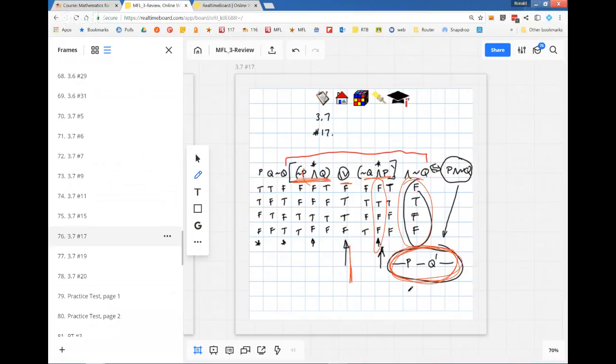Now, if you can't find anything in the truth table that has that same signature, then you have to use this section called basic conjunctions.